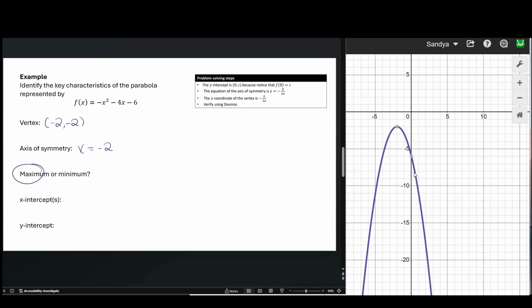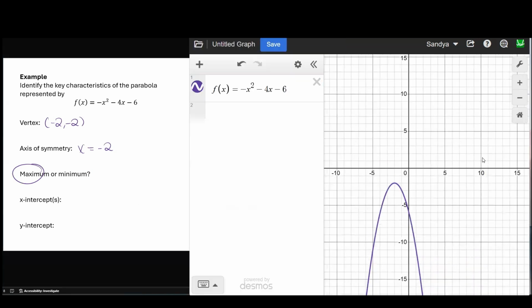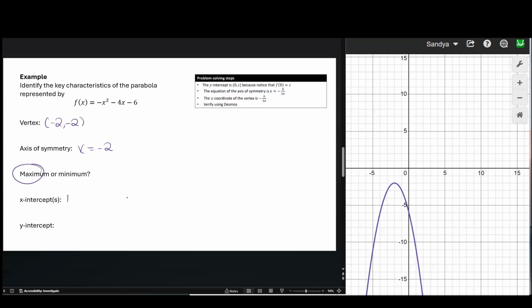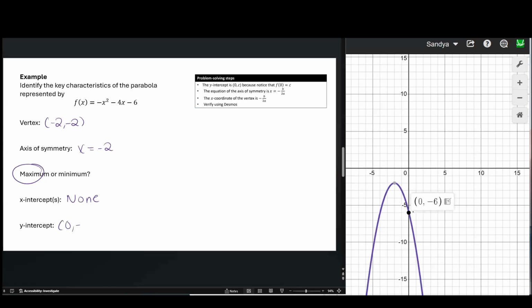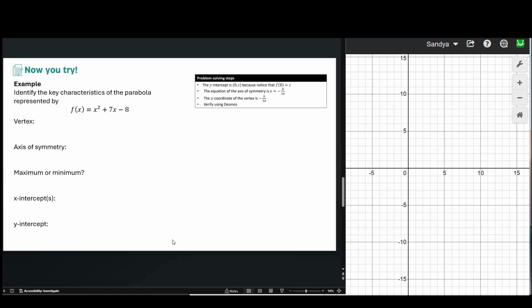The x-intercepts, well, look at this parabola here. Here's my x-axis, and then here's my parabola, so it's never going to cross the x-axis, okay? So this is actually one of those parabolas that has no x-intercepts. Now I can click on this point where it crosses the y-axis, and that gives me the coordinates of the y-intercept. Okay, so the y-intercept is going to be 0, -6. So now you can go ahead and pause the video and try doing this example on your own.